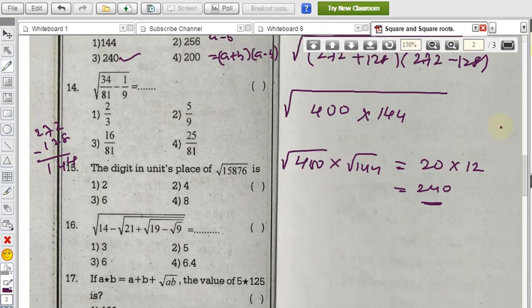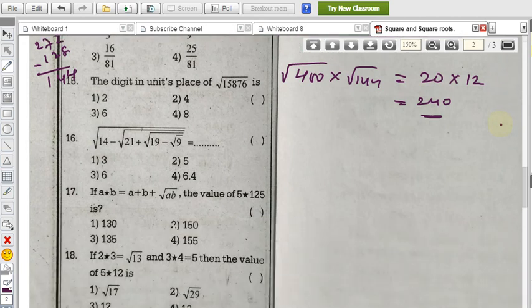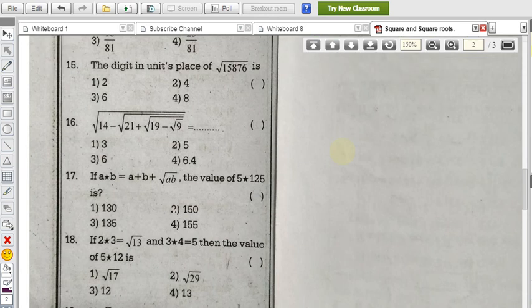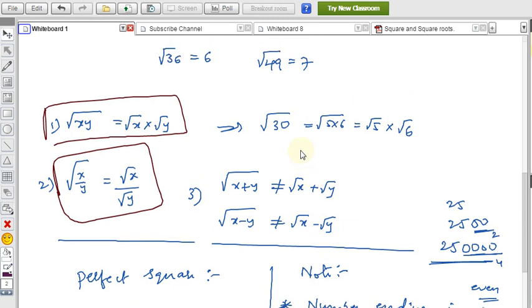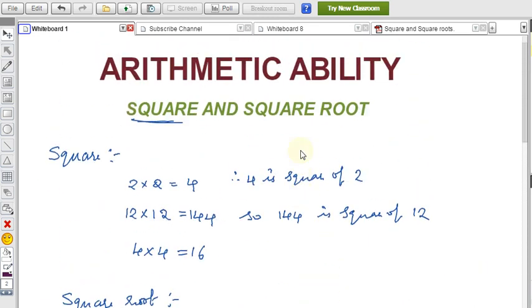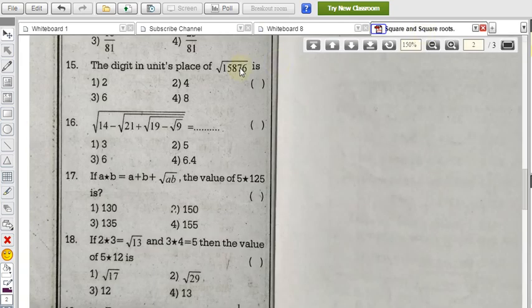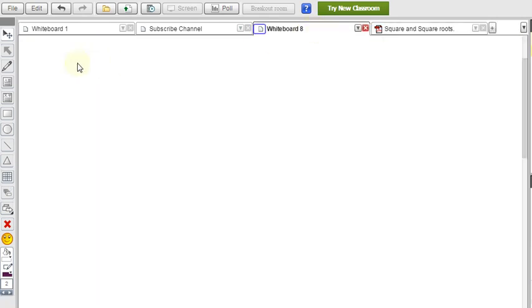Similar sums. 15. Okay, let me see these other questions. The digit in units place of root 15876 is dash. So first you will find the square root of 15876, then you can find the units place. After finding the square root and getting some answer, in that we need to find the units place.